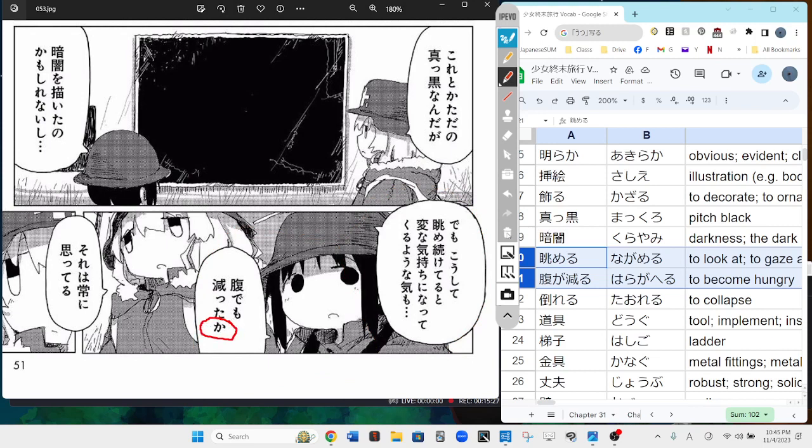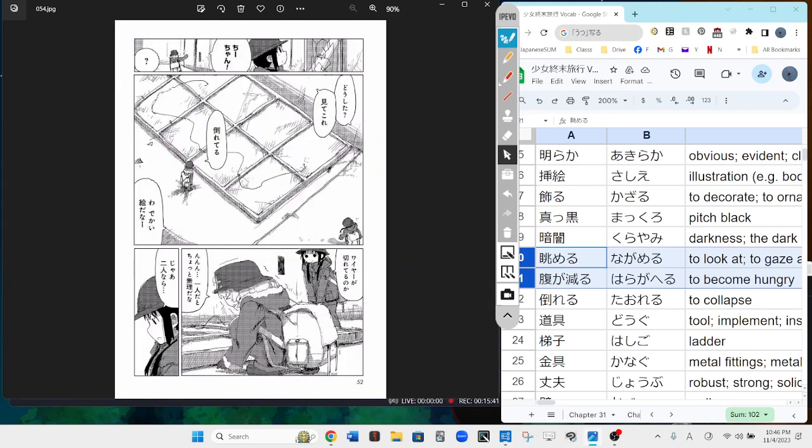It denotes maybe a question. You're saying, hey, you hungry? Hara demo hetta ka? You hungry? Want to eat some food? Okay, you kind of change your topic here. Sore wa tsune ni motteru, which is, you know, I'm always thinking that. I'm always hungry.